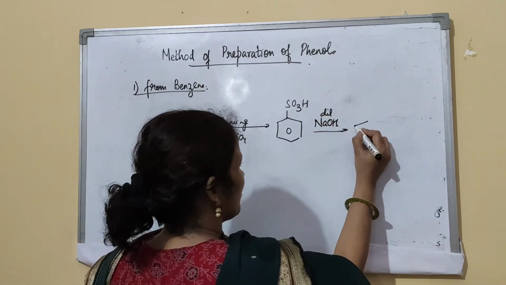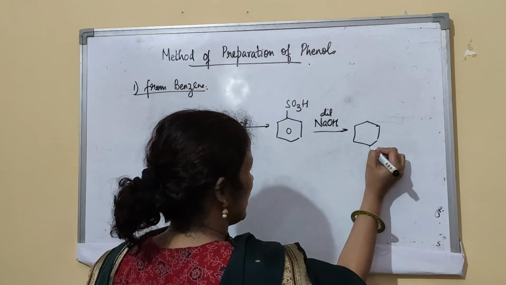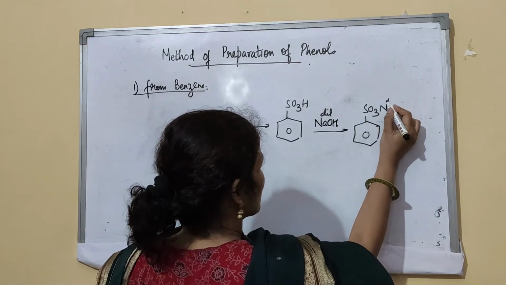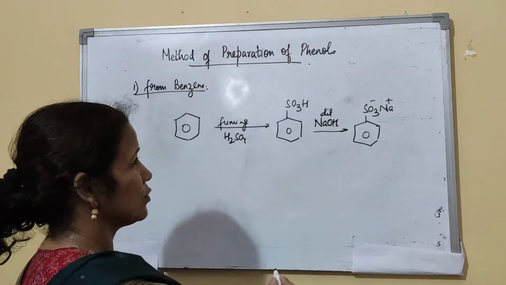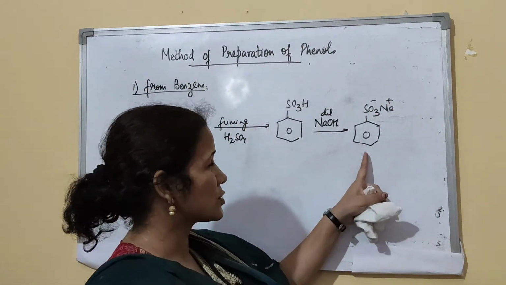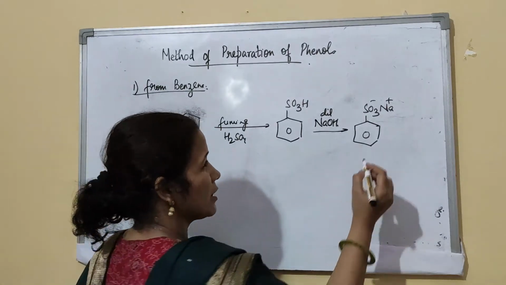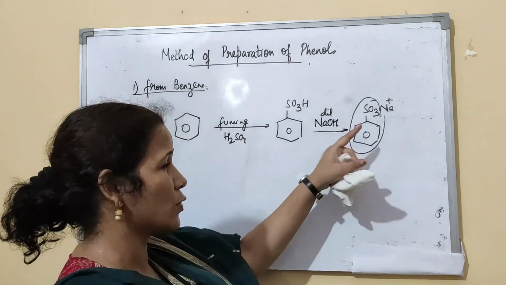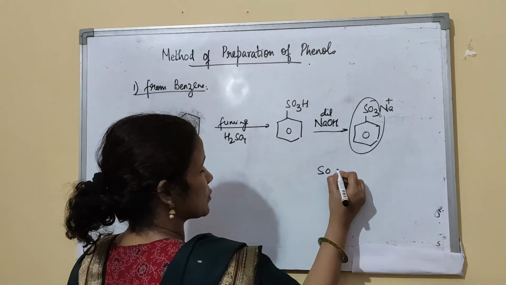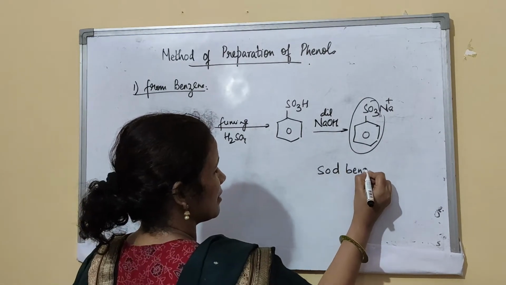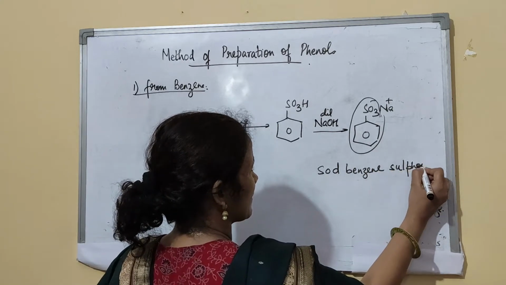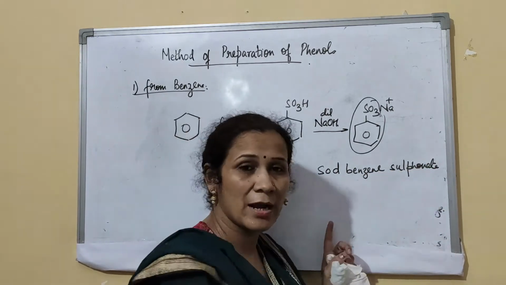So it will become SO3 Na. So this is Na plus and this is O minus. So now this is salt, and what is the name of the salt? This is benzene sulfonic acid and this is sodium. So we can write sodium benzene sulfonate. So we can write the name of the salt.